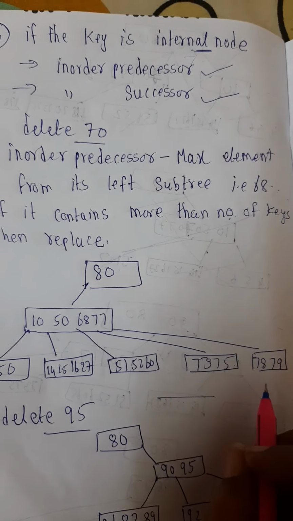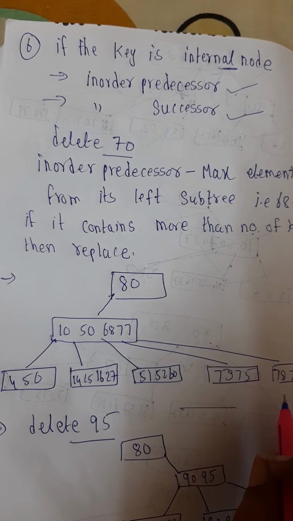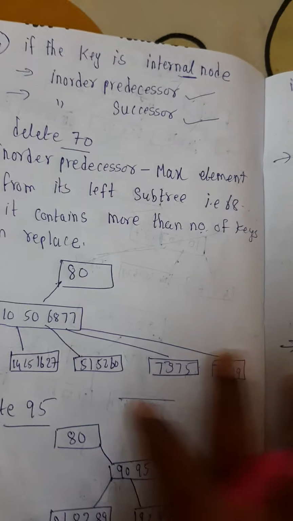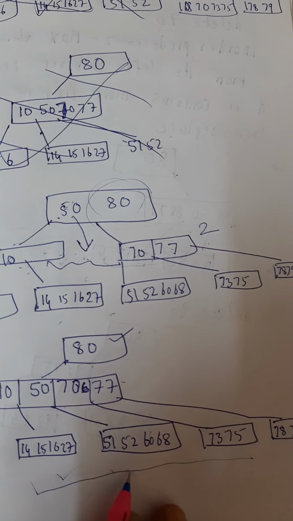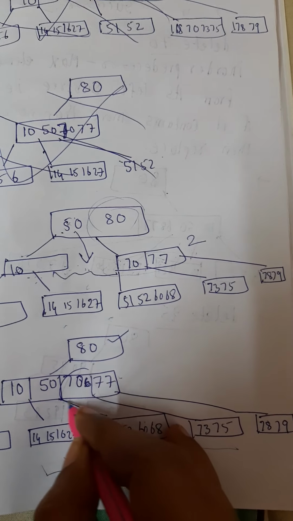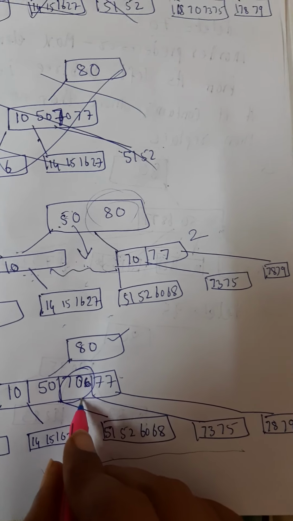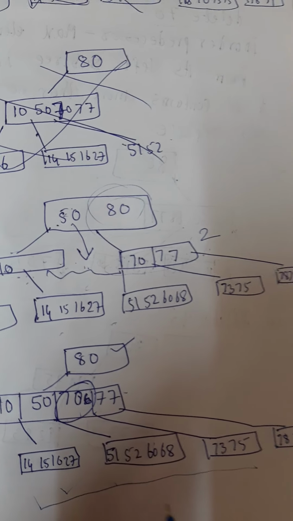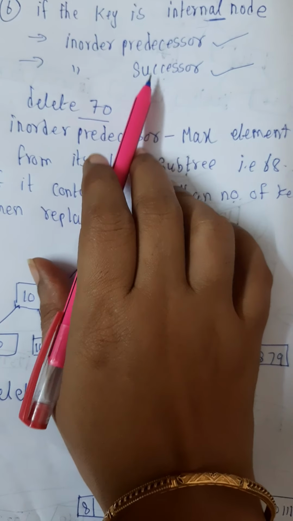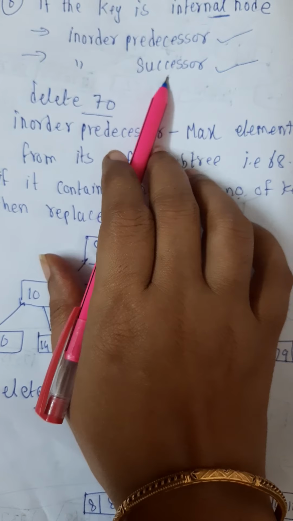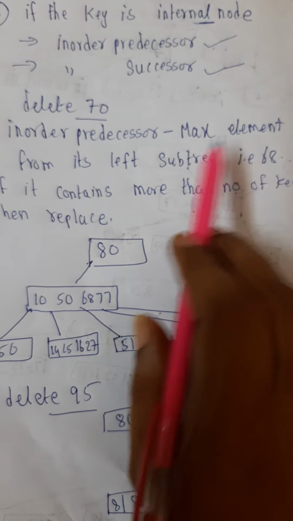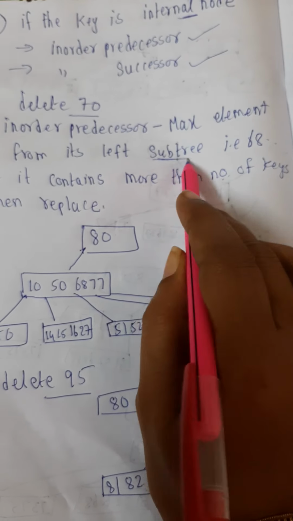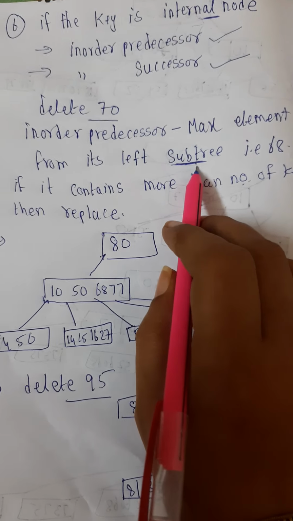Now what I want to do here is I want to delete 70. So the same tree continuation I am doing here. So 70 is an internal node. If 70 is an internal node, now what I have to do is, I said first we have to go with the in-order predecessor and next we have to check with the in-order successor. So what is the in-order predecessor? The in-order predecessor is the maximum element from its left subtree.